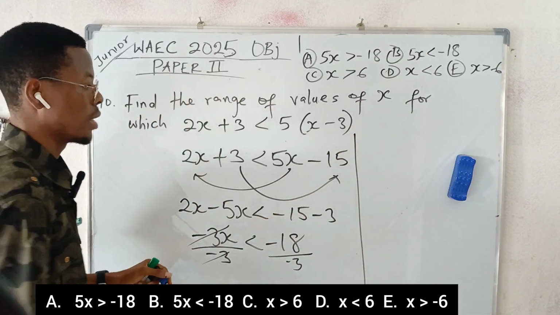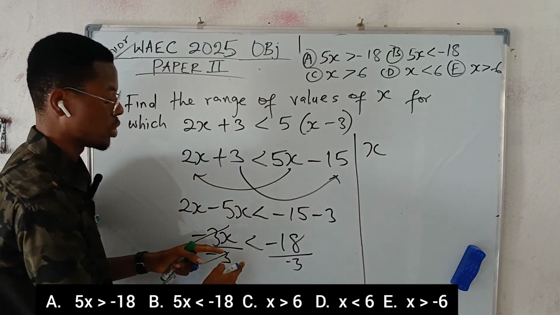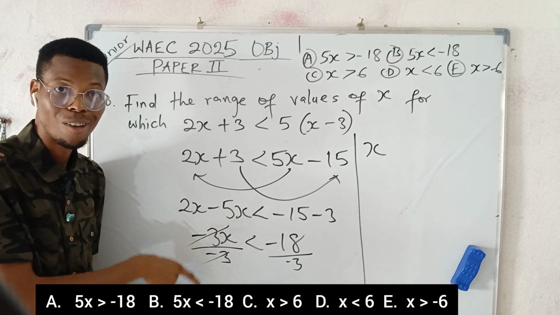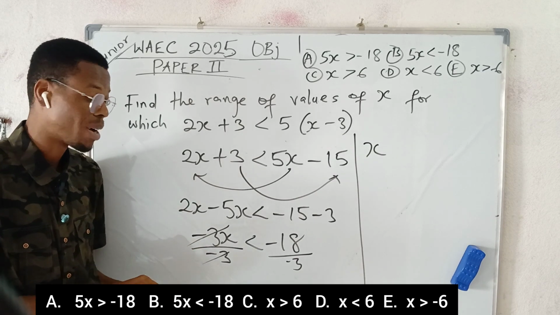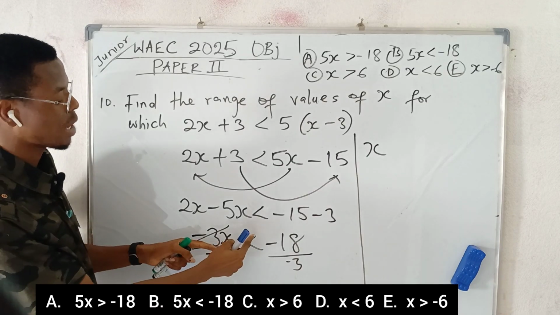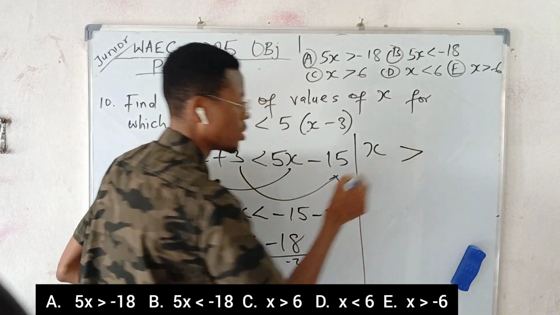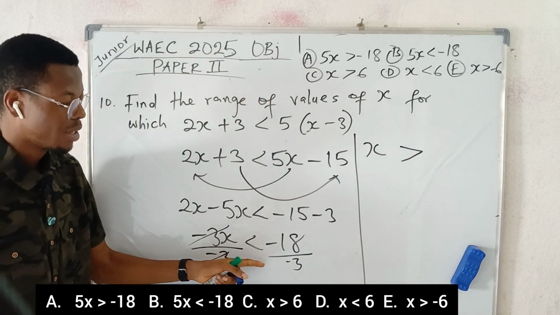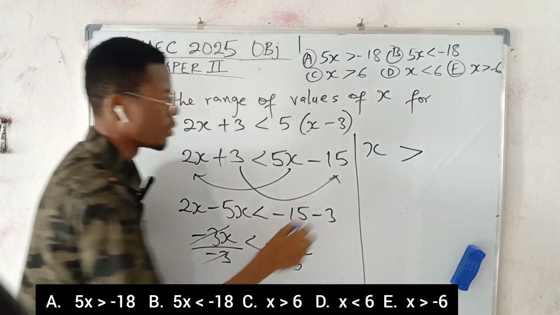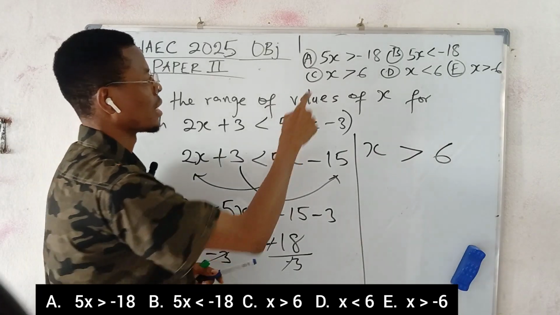So we have x here, and our sign changes. Whenever we are dividing both sides by a negative coefficient of x, the sign will change. So our sign will no longer be less than. It changes to greater than. So take note of that. Now we divide: minus cancels minus, and 18 divided by 3 gives us 6. So our answer is x greater than 6. So our answer here is C.